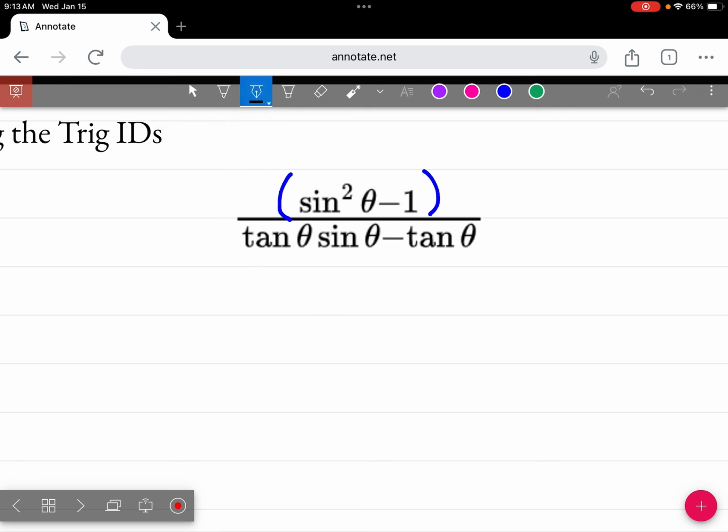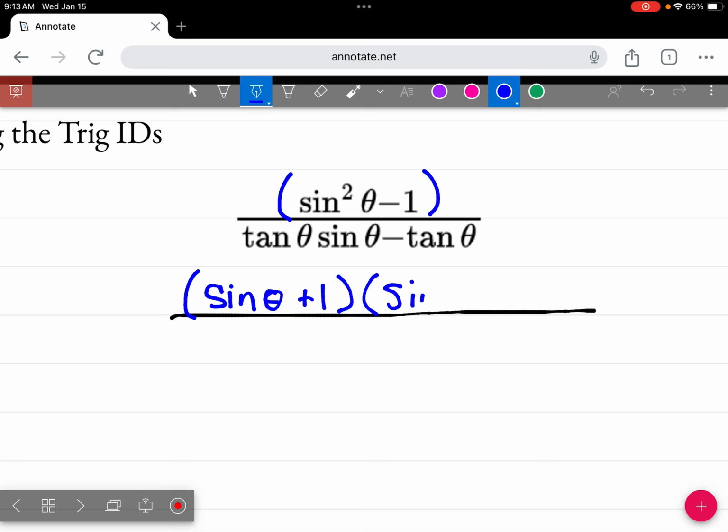So I can write this as sine theta plus 1 and sine theta minus 1 using that difference of squares pattern. We can still pull all that old factoring stuff in.